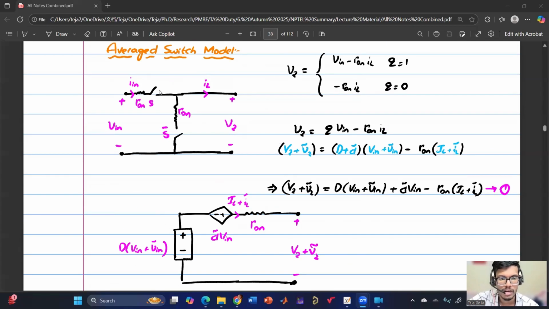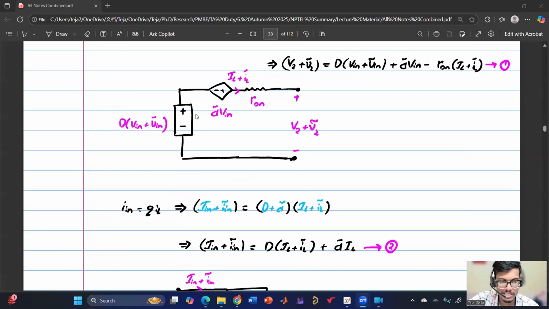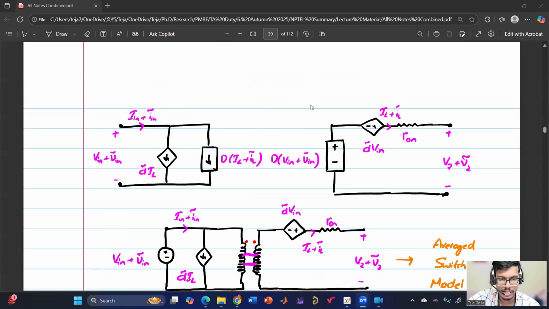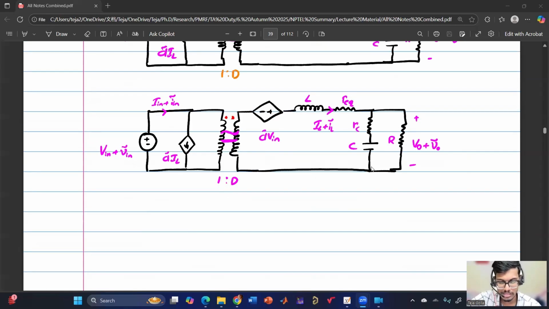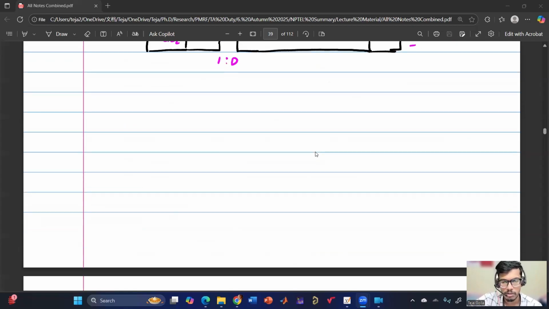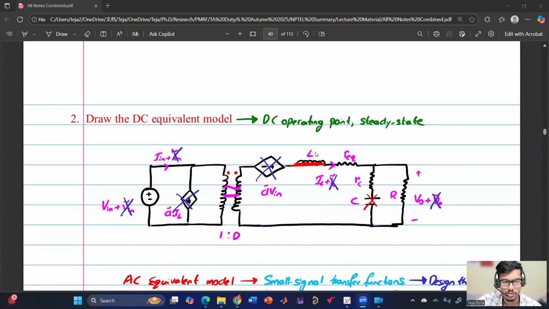Same thing we can do with the average switch model, where the switch is averaged and then the average switch model is connected in the circuit itself. Irrespective of the method, you will get the same circuit. So whichever is easy for you, you can choose and stick to that. But as a student who is learning, you should learn all the methods. Once you learn, it's up to you which method you are comfortable with. Some people are comfortable with state space averaging, some with circuit averaging, some with the average switch model.